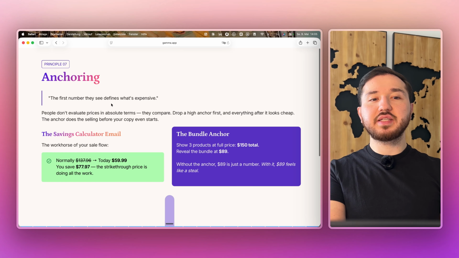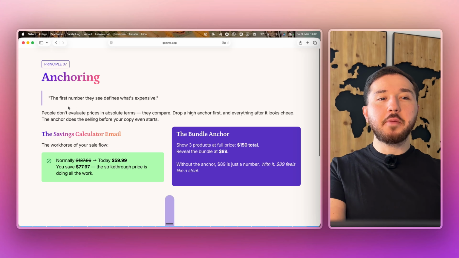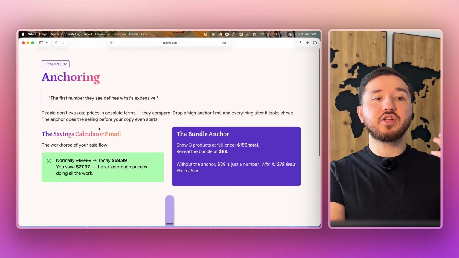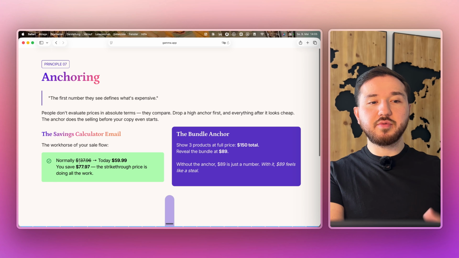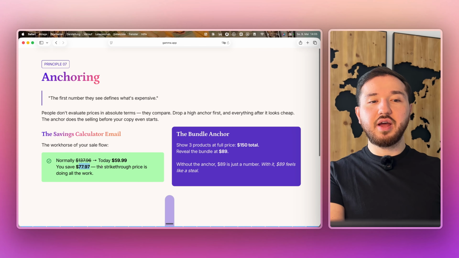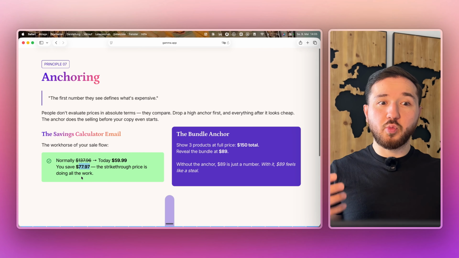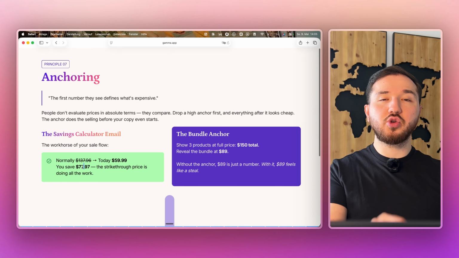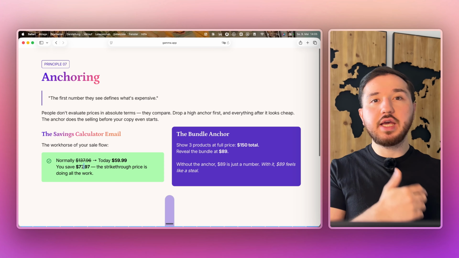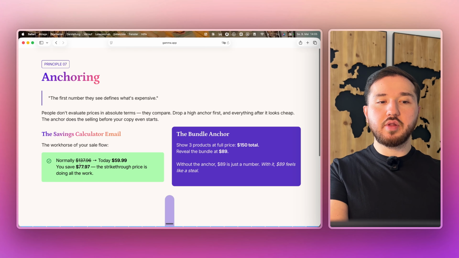Now, why does anchoring work? Because the first number they see defines what's expensive. People don't evaluate prices in absolute terms, they compare. Drop a higher anchor first and everything after it looks cheap. The anchor is the selling before your copy even starts. The savings calculator email: you cross it through and then today only $59.99. You save $77.97. The strike through price is doing all of the work. And then you need to make sure that you are explicitly saying how much they're actually saving, either in percentage or in the actual number.